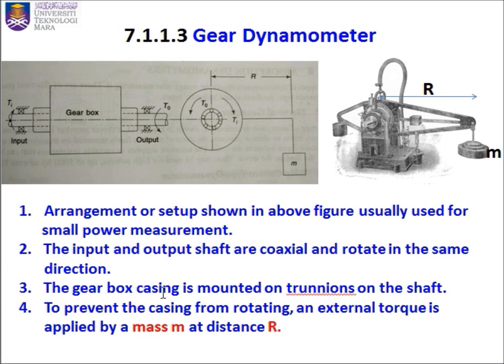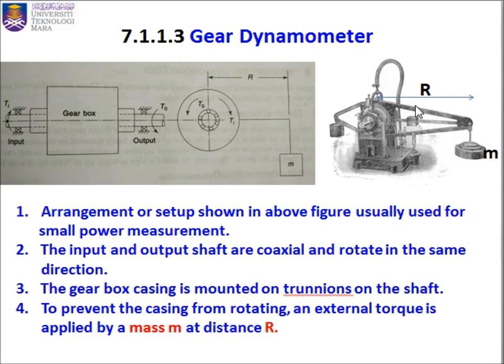The gearbox casing is mounted on trunnions of the shaft to prevent the casing from rotating, and external torque is applied by a mass M at a distance R. As you can see here, the R is always proportional to the M or force. So F equals mg times R. The same goes for this picture.